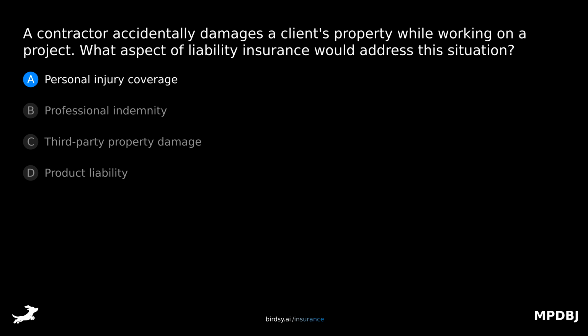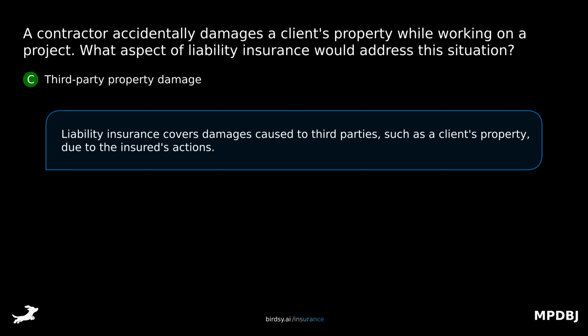Is it A, personal injury coverage, B, professional indemnity, C, third-party property damage, or D, product liability? The answer is C, third-party property damage. Liability insurance covers damages caused to third parties such as a client's property due to the insured's actions.